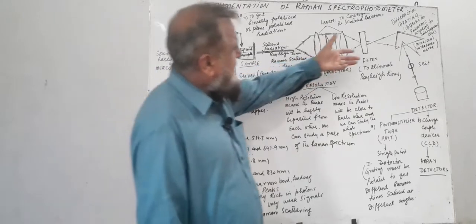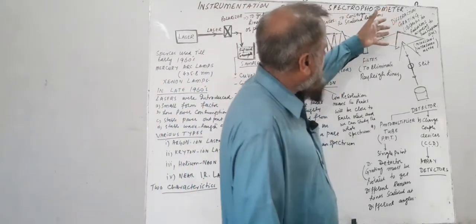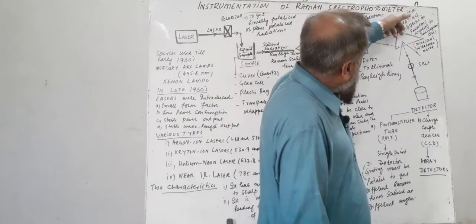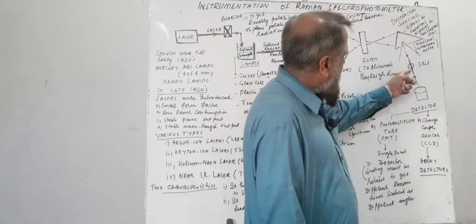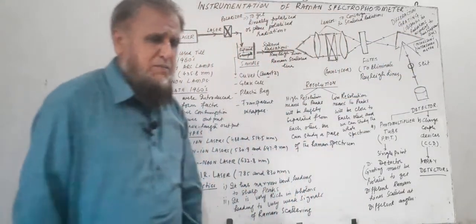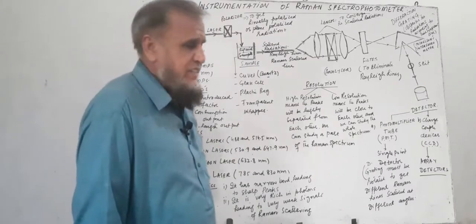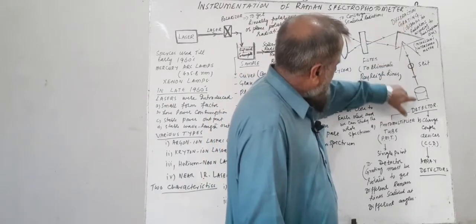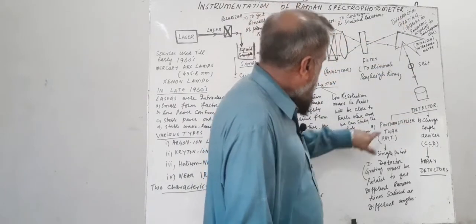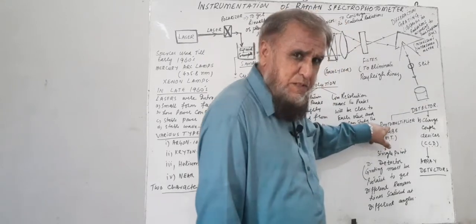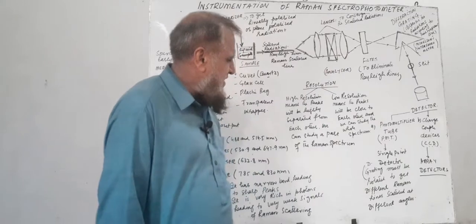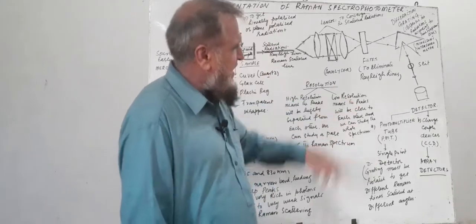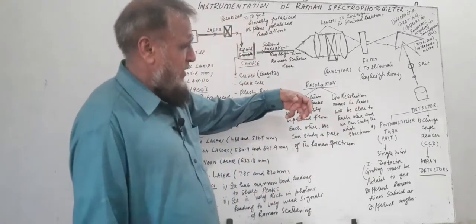Now, if we are dealing with a dispersive spectrophotometer which uses a diffraction grating, then these radiations which have been dispersed by the diffraction grating pass through a slit and enter the last component of the spectrophotometer, which is called the detector. Now, the detectors may be of two types. They may be photomultiplier tubes or charge coupled devices. Photomultiplier tube is a single point detector, that is, it can detect the radiations at a single point.